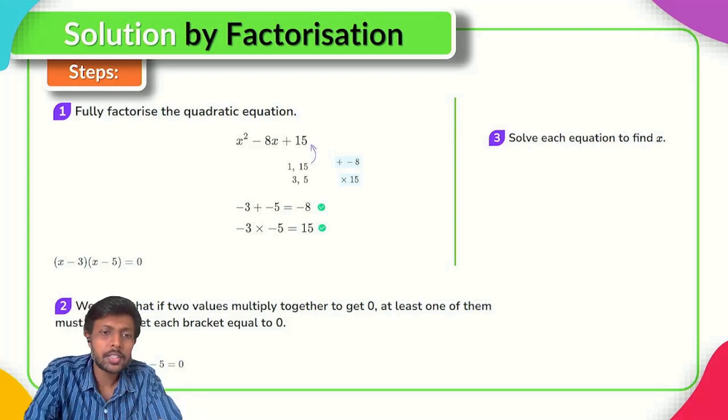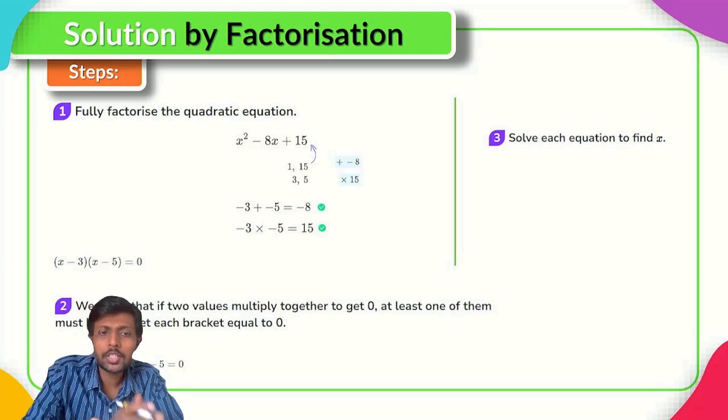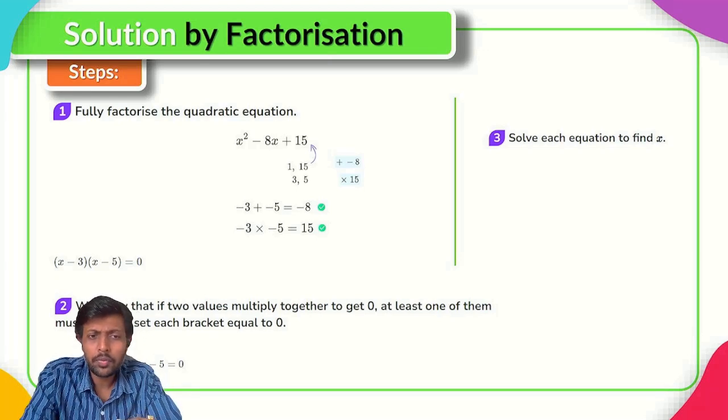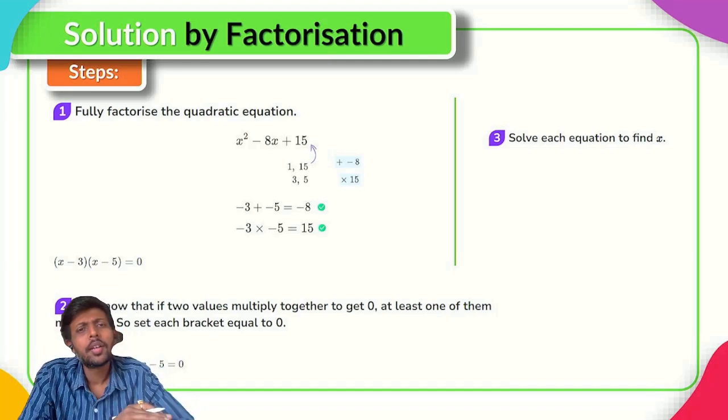Now, there are multiple methods to solve it. This year, your syllabus has been rationalized, so you do not have the method of completing the square. So I have kind of left that out. But we still have two methods. One is the factorizing technique, where you split the middle term, and the other is using the direct formula. So we'll look at these two methods one by one.